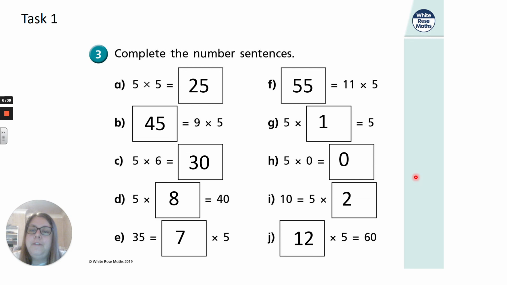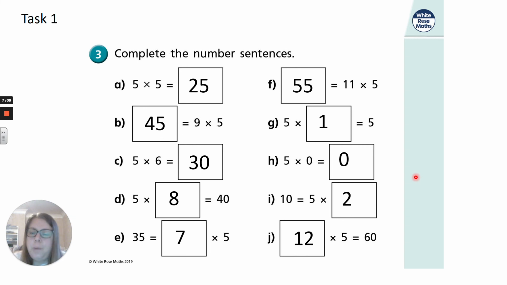So here we have 5 times 5 is 25. 45 equals 9 times 5. Don't forget to give yourselves a tick if you got these right, or dot them if you got them wrong. 5 times 6 equals 30. 5 times 8 equals 40. 35 equals 7 times 5. 55 equals 11 times 5. 5 times 1 equals 5. 5 times 0 equals 0. 10 equals 5 times 2. And 12 times 5 equals 60. So well done if you managed to do that.